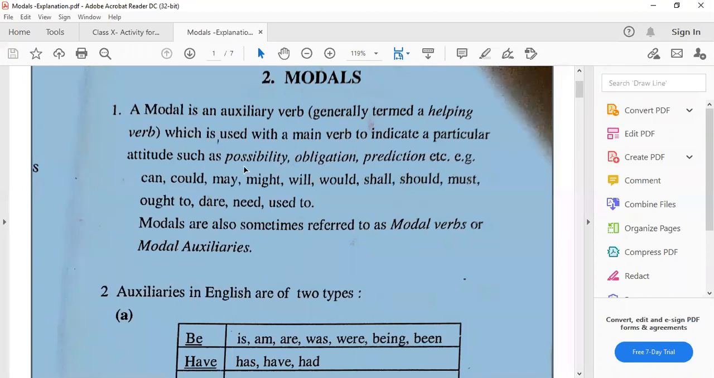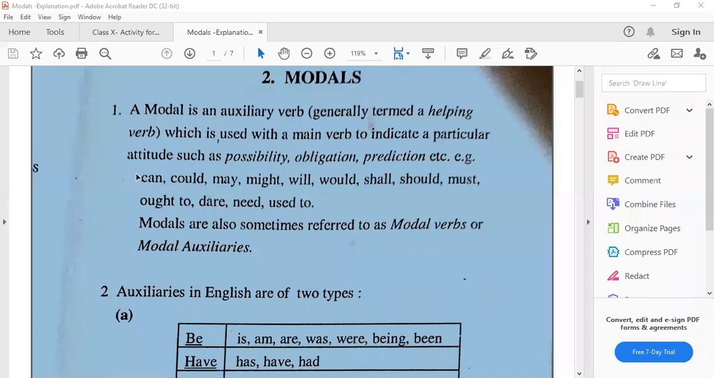That means when we use these words, they are used with the main verb and they express a particular possibility, obligation, prediction. That means we get to know the attitude from this.